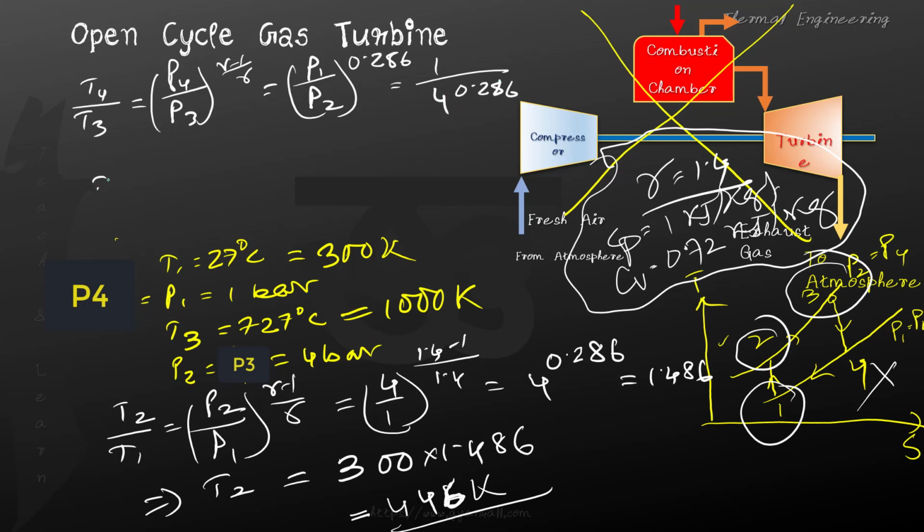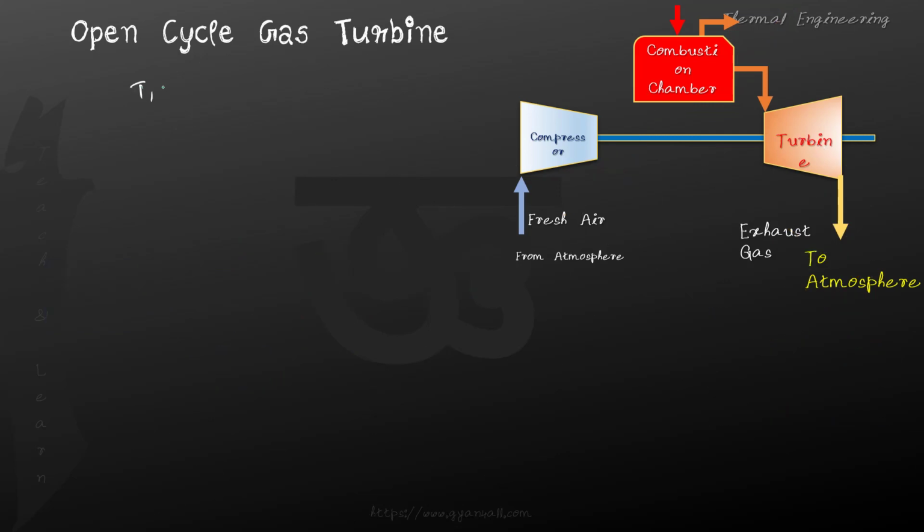T4 is equal to T3, sorry, 1000, divided by 4 to the power 0.286. That is 672.7 Kelvin. T1 is given as 300 Kelvin.